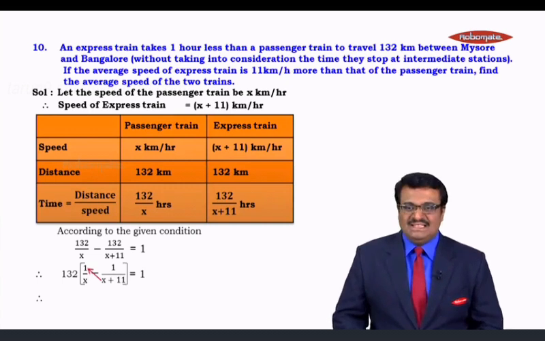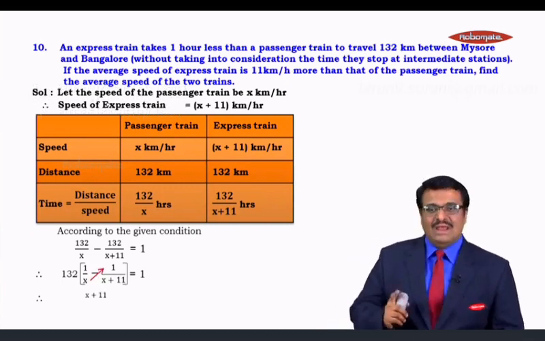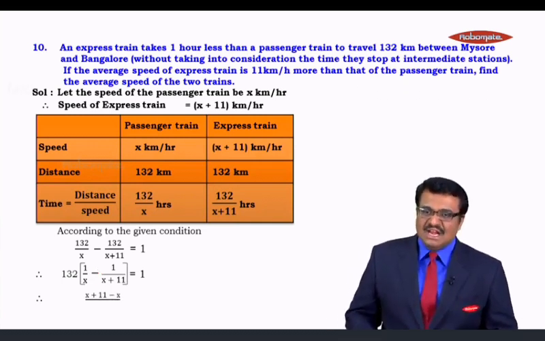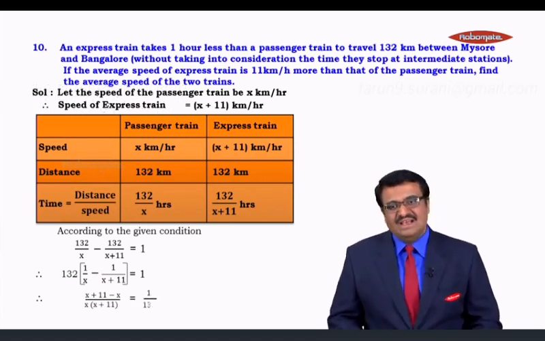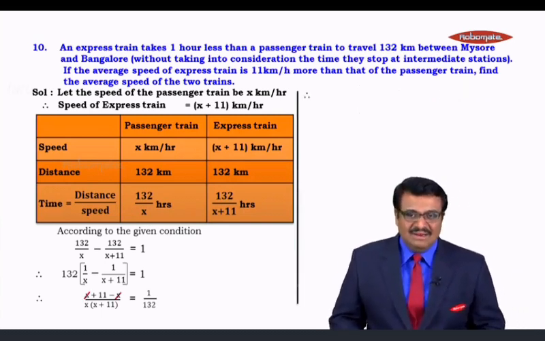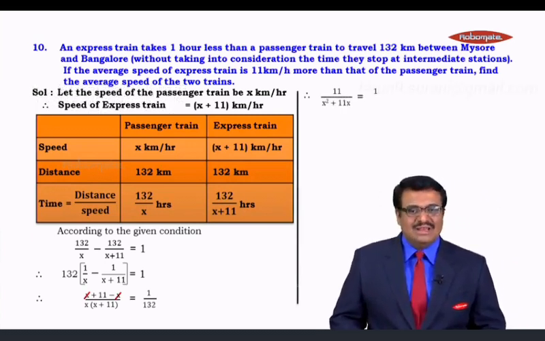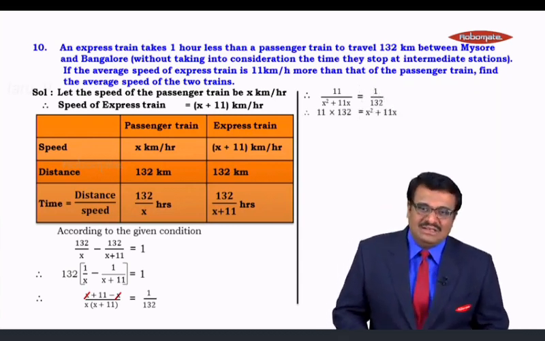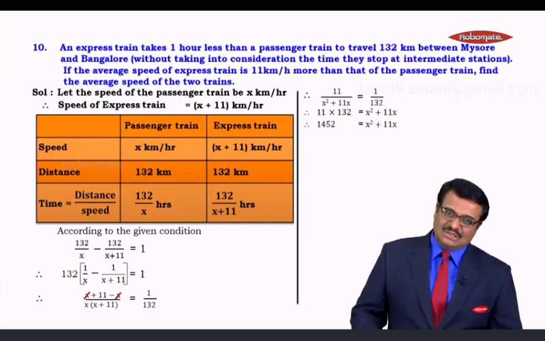Let us cross multiply, take the LCM. We can take 132 to the right side. x plus 11 into 1 is x plus 11, minus x into 1 is x, upon x into x plus 11, is equal to 1 upon 132, right? So x and x get cancelled in the numerator. What remains is 11 upon x square plus 11x is equal to 1 upon 132. Now again 132 will be cross multiplied. So we get 11 into 132 is equal to x square plus 11x. So 1452 is equal to x square plus 11x.